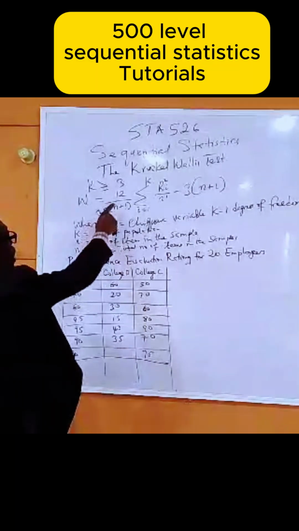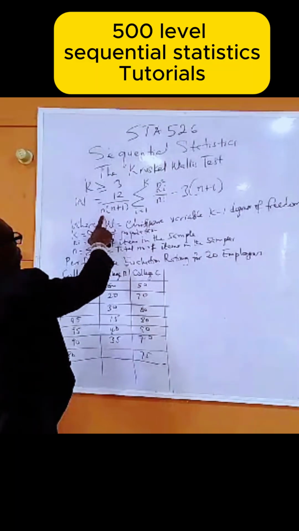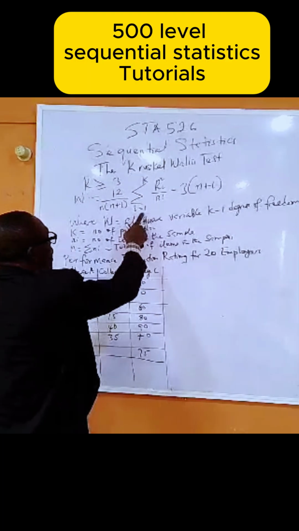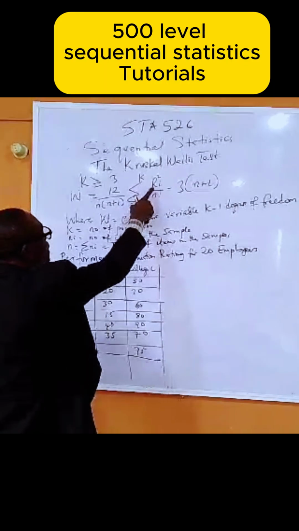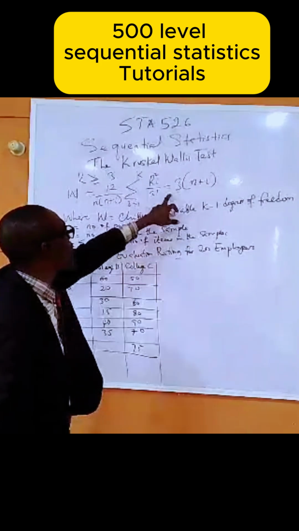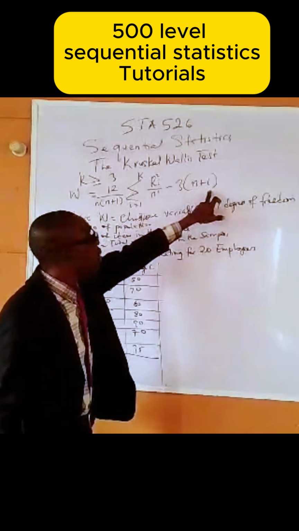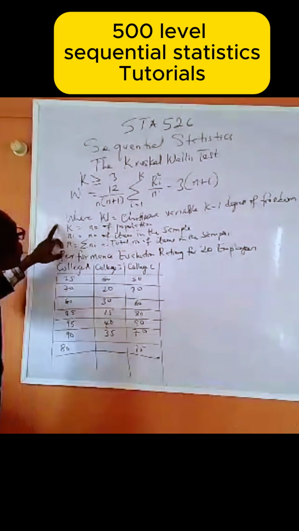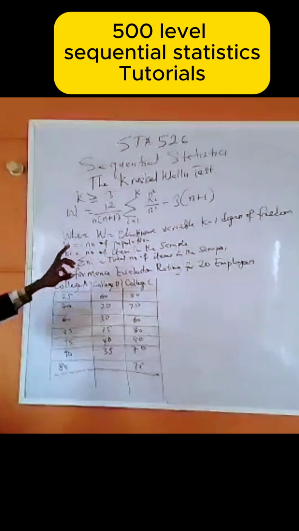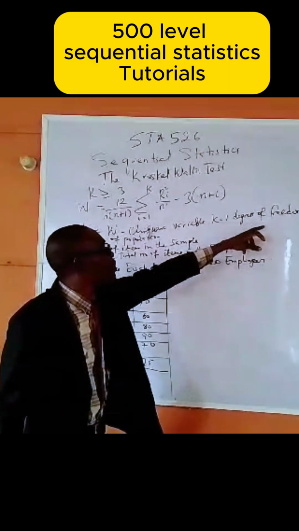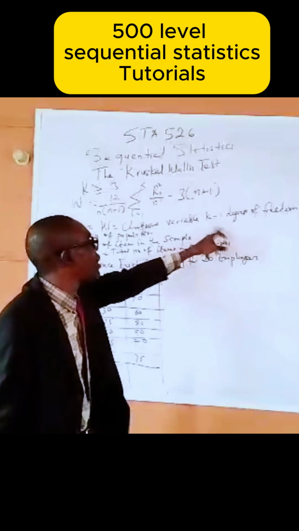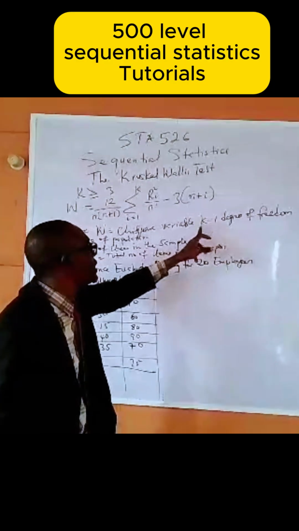Kruskal-Wallis theorem. So we have 12 divided by n, open bracket n plus 1, the sum from 1 to k, which means this is rank, you square the sum of the rank, then minus 3, open bracket n plus 1. Now from here we have this parameter, the chi-square variable, which has k minus 1 degrees of freedom, meaning that for any number of k, we minus 1. If k is 4, minus 1. If k is 2, you minus 1. If k is 3, you minus 1.